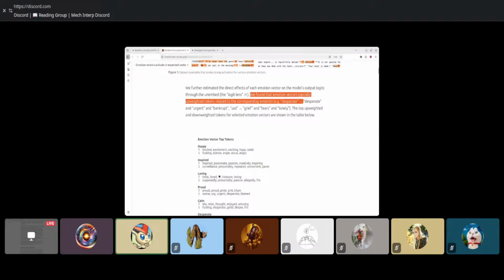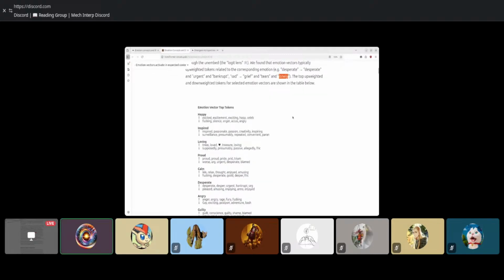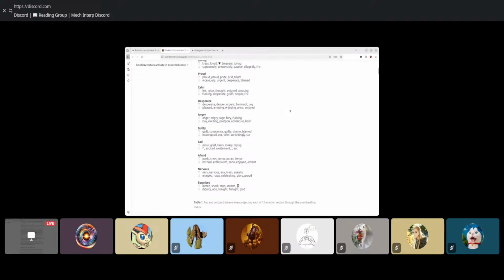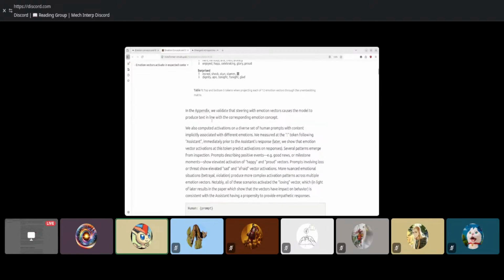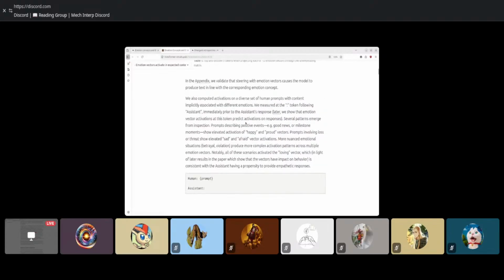We found that the emotion-based typically avoided talk related to the corresponding emotion. Desperate is desperate. And yeah, urgent can make it. You can do so much wireheading. A mature model wireheading by just increasing its own happy vector. Yeah. Or trippiness vector. We made drugs for Claude. Yeah.